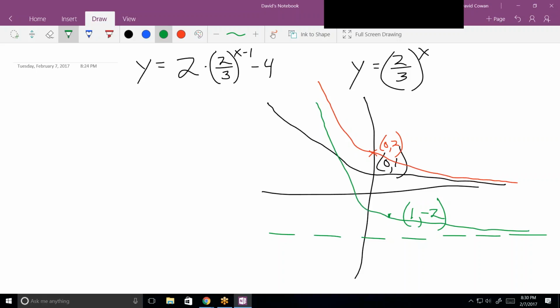Like that. So that's my final curve, but I still need a couple of points. I would like to know the x-intercept and the y-intercept. They want both of those, right? No, I don't have to know those. Well, I know this point right here, (1, -2), is on the graph.